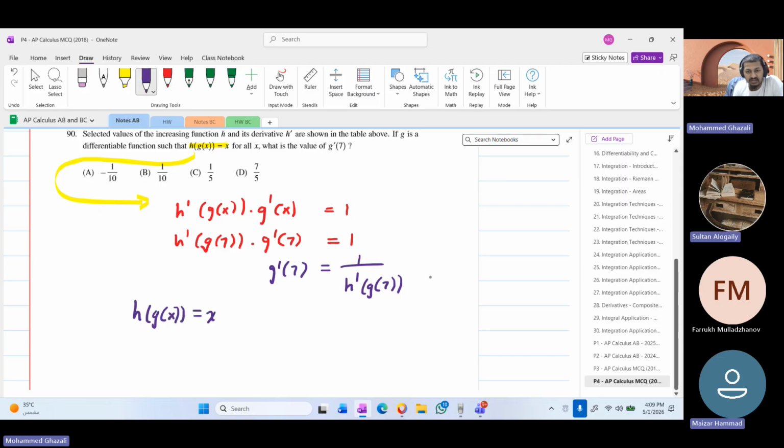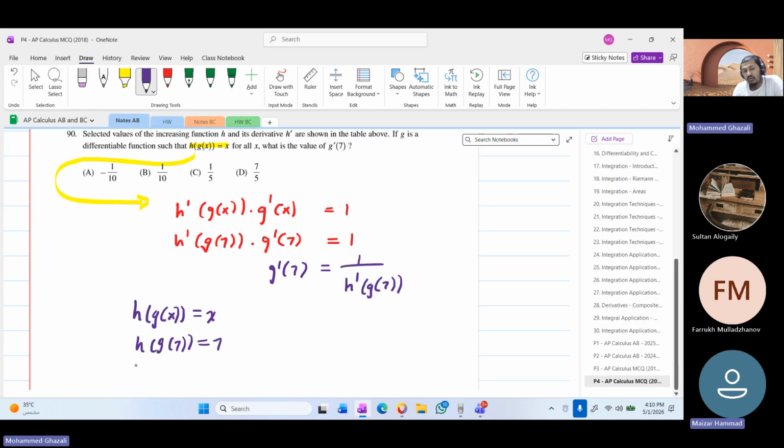Yes, that's what we were told. So if g of 7 is equal to 7, then h prime is 10, so 1 over 10? No, wait. If we plug in x of 7, we get h of g of 7 equals 7. If you plug in h of 7, h of g of 7 will be equal to 7 because of the relationship up there.